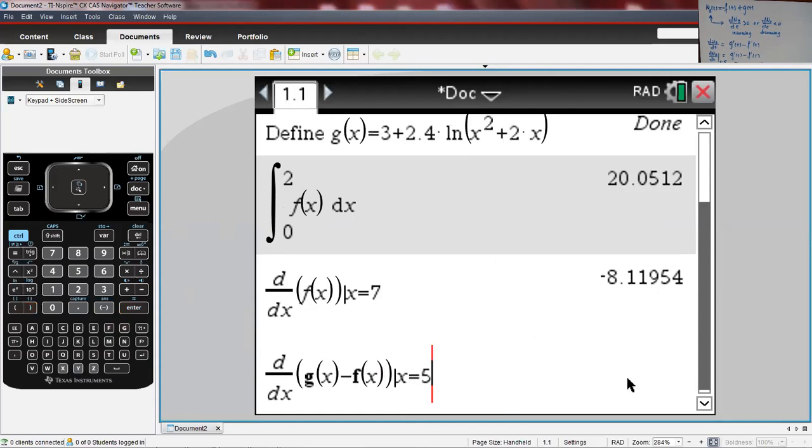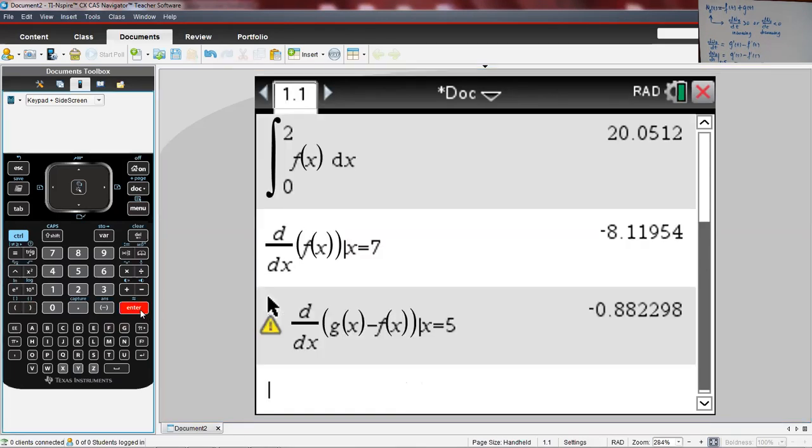Press enter, and we get negative 0.8823. So this is going to be negative 0.8823. Conclusion.